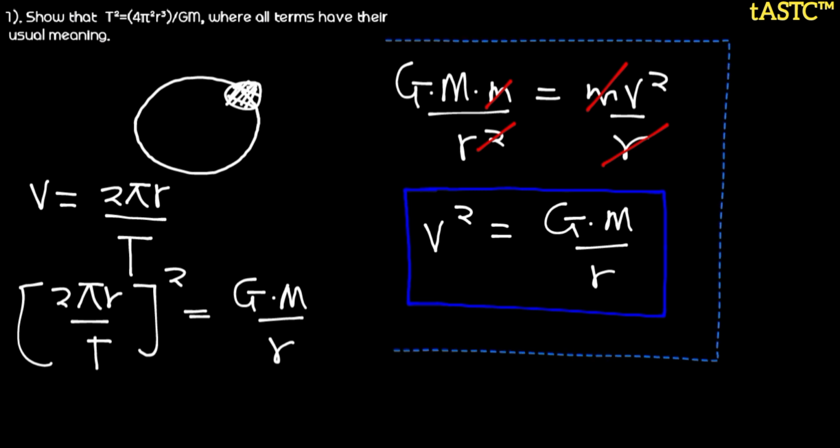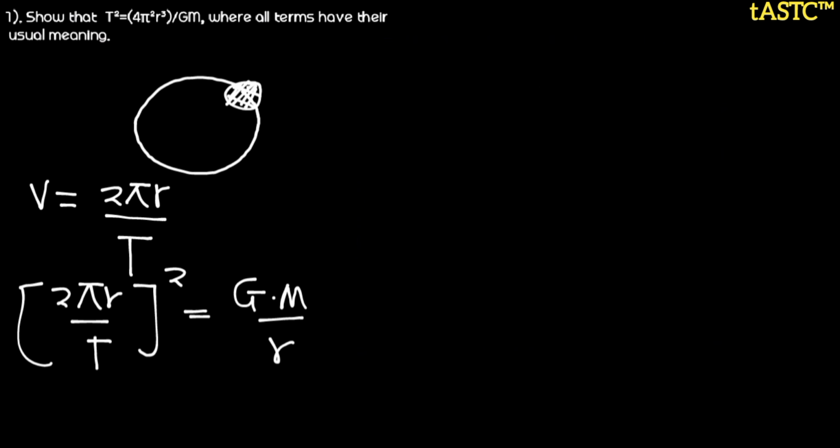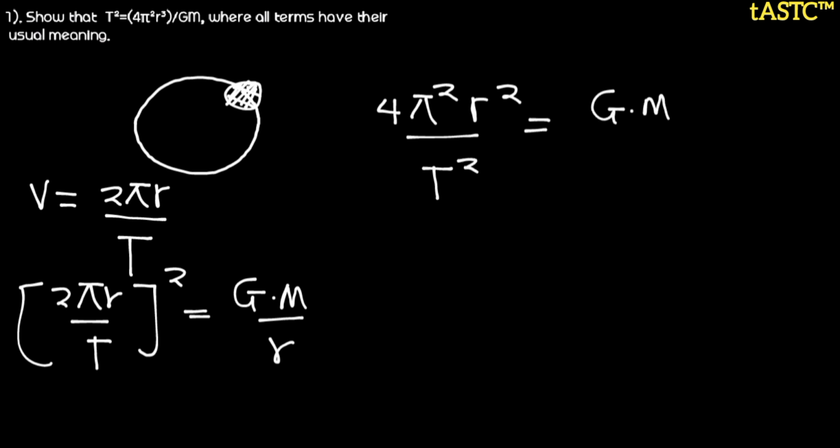So I'm going to wipe these out. Now we know this power of 2 will be distributed onto every term within the brackets. So that will give us a 4. And here we're going to have a pi squared, and we're going to have an r squared, and this will be divided by t squared. On this side, that is going to be equal to g multiplied by m, and that will be divided by r. Now remember, we need to find t squared. So we need to make t squared the subject.